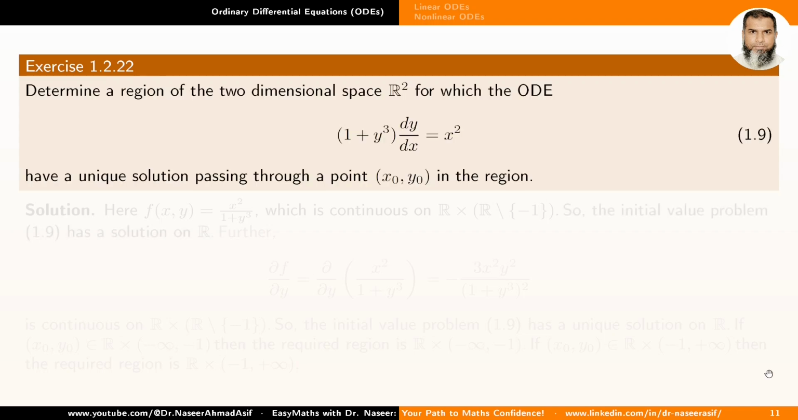We'll see another exercise. Determine the region of the two-dimensional space R square for which the ODE (1 plus y cube) dy by dx is equal to x square has a unique solution passing through a point (x naught, y naught) in the region.